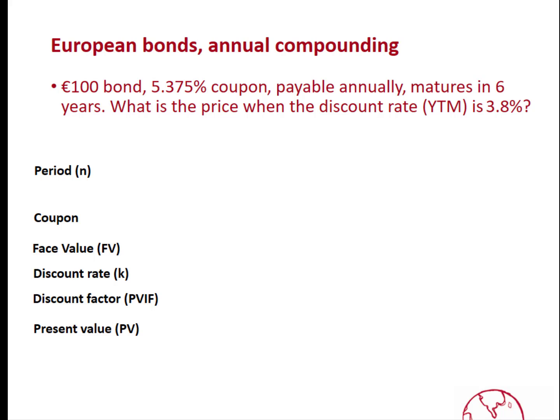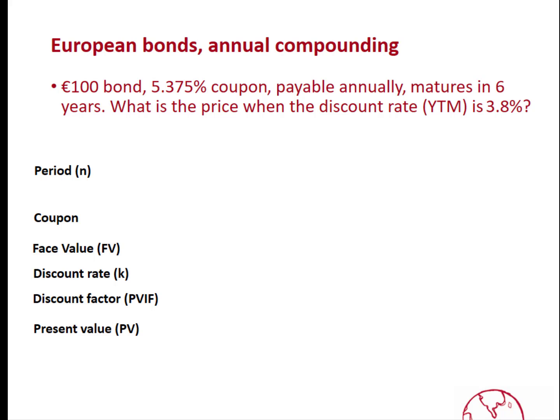Okay, let's look at another example. Here we have a European bond with annual compounding. Let's say the bond has a face value of 100 euros, a coupon of 5.375% payable annually, and it matures in 6 years. What is the price when the discount rate or yield to maturity is 3.8%?